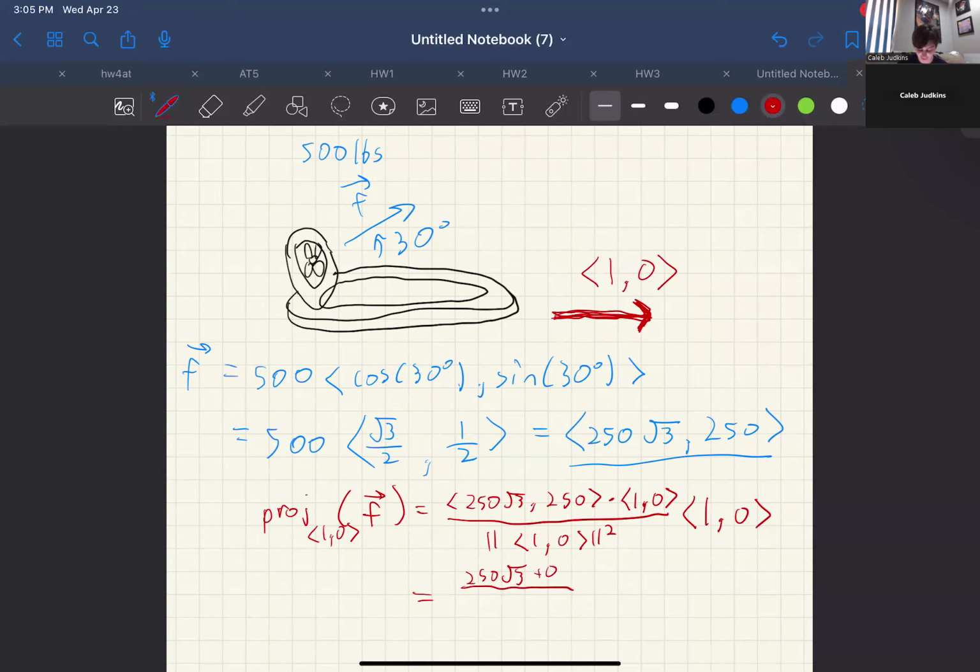Now the magnitude of that vector, again, by this setup, is meant to have unit.